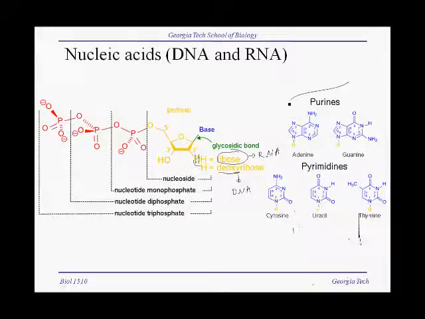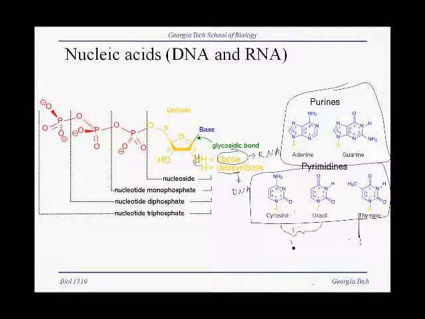And there are 4 kinds of nitrogenous bases in DNA and 4 kinds of nitrogenous bases in RNA. Both DNA and RNA have the same purines. These are adenine and guanine. Purines have 2 rings, a double ring structure, okay, with nitrogens in them. And pyrimidines all have a single ring structure. Okay. RNA has cytosine and uracil, and DNA has cytosine and thymine.